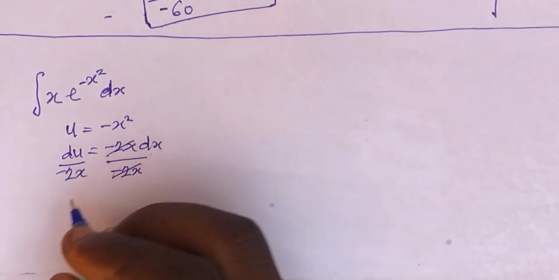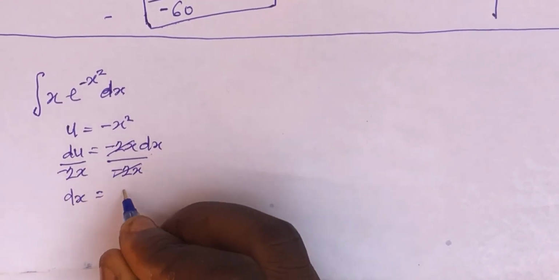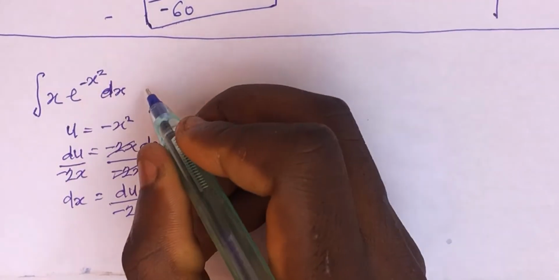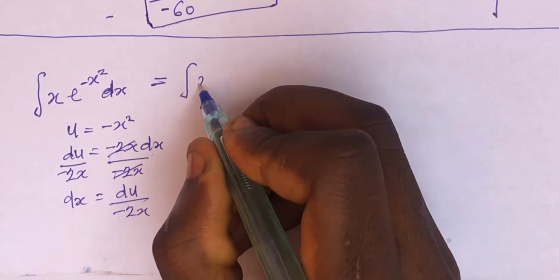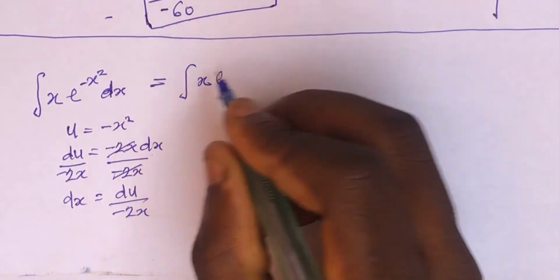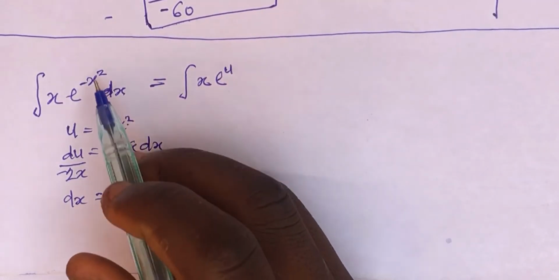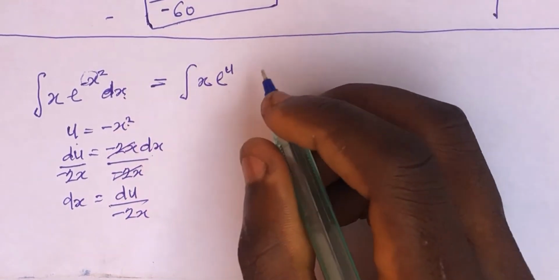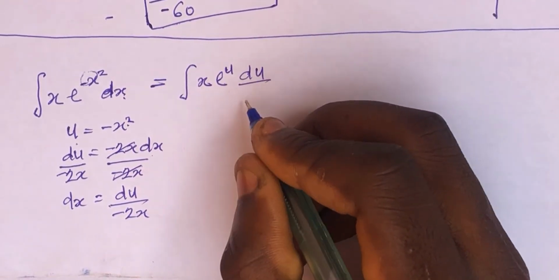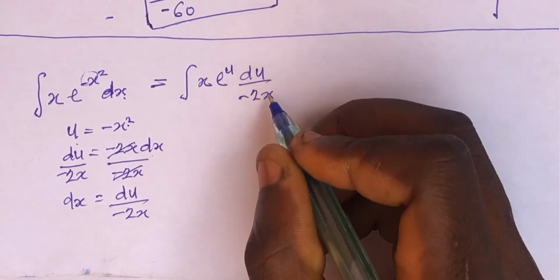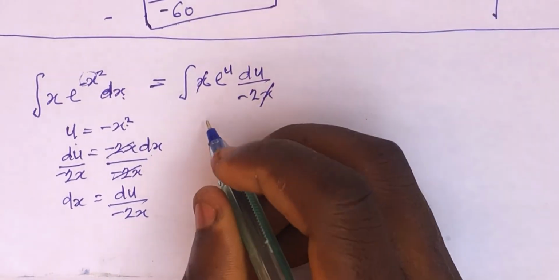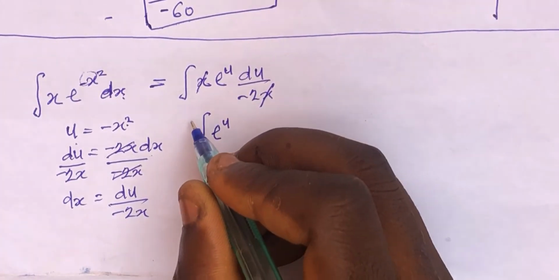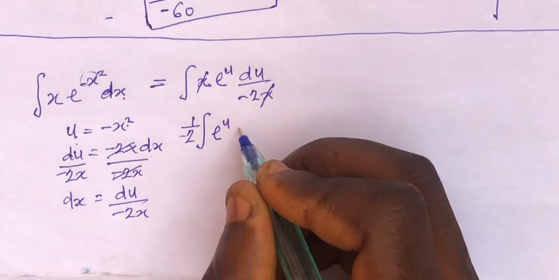So I'm having the dx to be equal to du over minus 2x, right? So this expression is going to change to the integral of x times e raised to the power u, because our minus x squared is taken to be u. Then what's the value of my dx? I'm having du divided by minus 2x. Right? So this will cancel this. So I'm having the integral of e raised to the power of u. I can factorize 1 over minus 2 out, du, right?